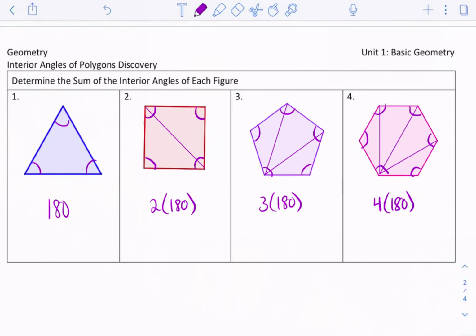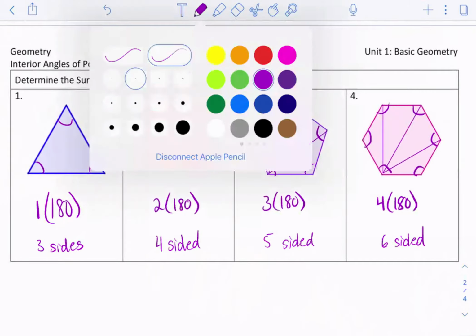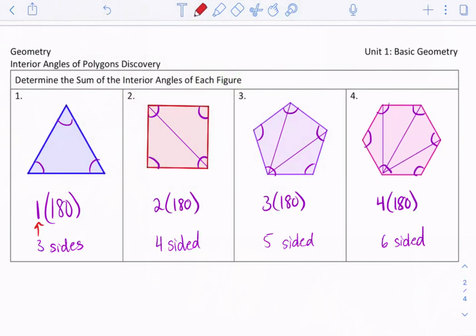So notice how you only had 1 180 when you have a 3-sided shape. You have 2 180s when you have a 4-sided shape. 3 180s when you have a 5-sided shape. And 4 180s when you have a 6-sided shape. So notice the relationship here. You will always have 2 less triangles than the number of sides that you have. So notice minus 2, minus 2, minus 2, minus 2.